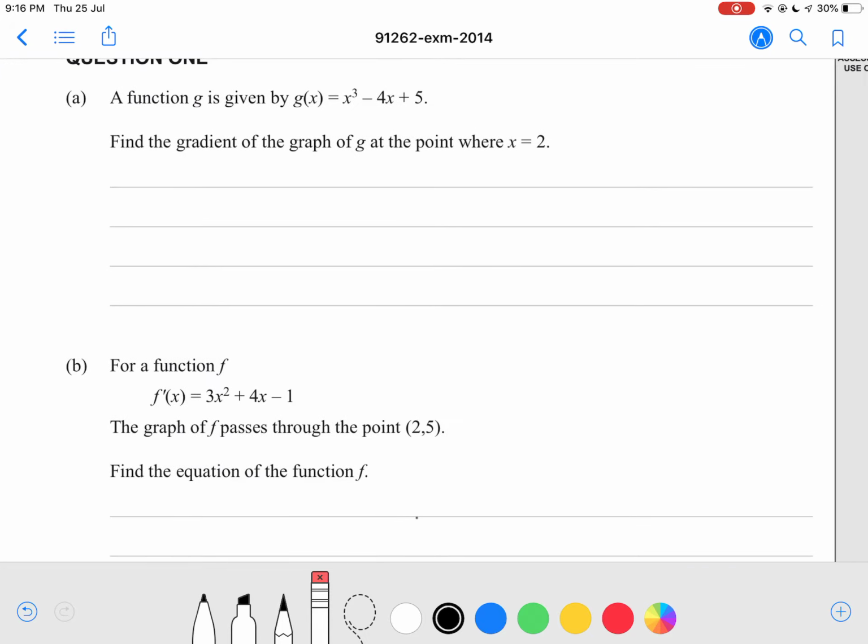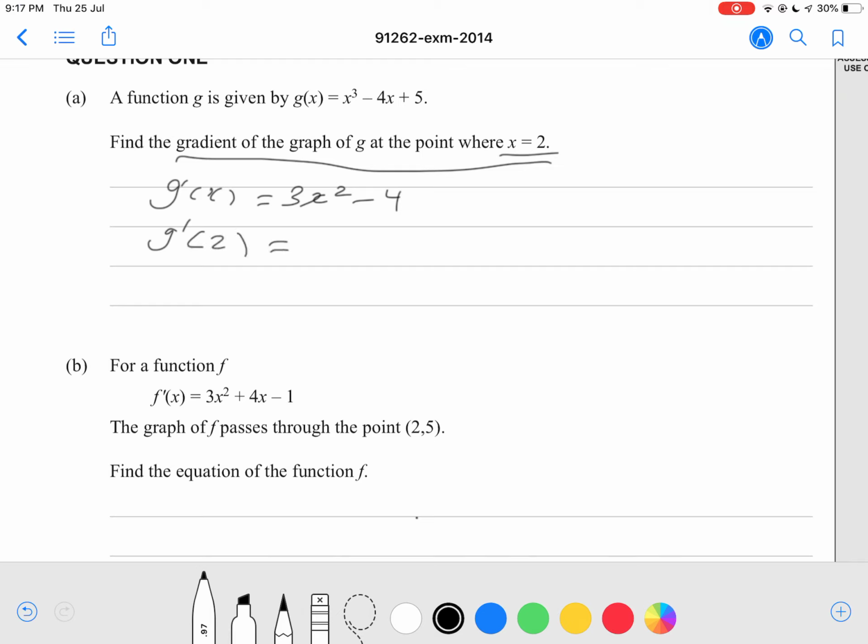A function g is given by g of x equals x cubed minus 4x plus 5. Find the gradient of the graph of g at the point where x equals 2. So finding the gradient of a graph means we need to find the gradient function, which means we need to find the derivative, okay? So therefore, g dash of x equals 3x squared minus 4. To find the gradient at the point where x equals 2, all we have to do is substitute 2 into the equation. So g dash of 2 equals 3 times 2 squared minus 4.